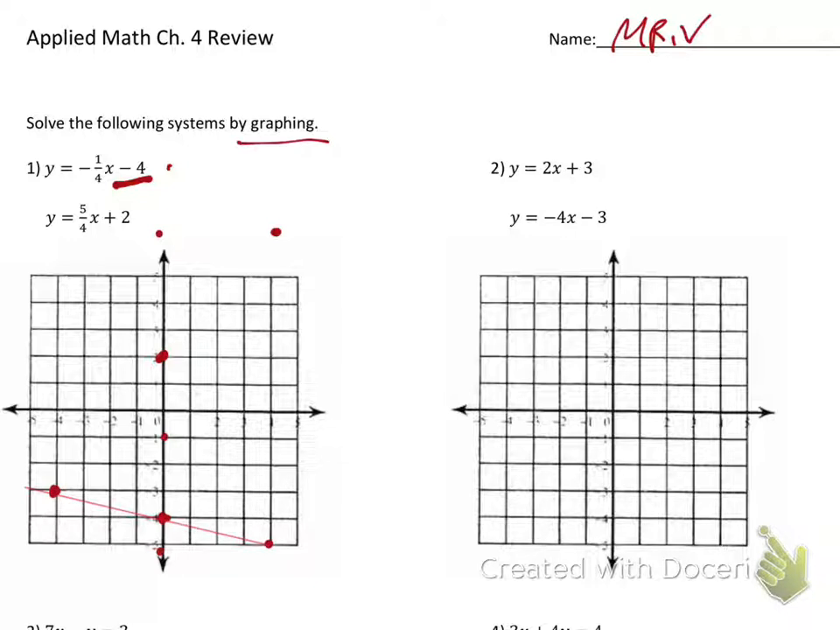So my line would look something like that. To answer this question, you would get a point, and that point would be -1, -2, -3, -4, and then down 1, 2, 3. So -4, 3 for the first one.